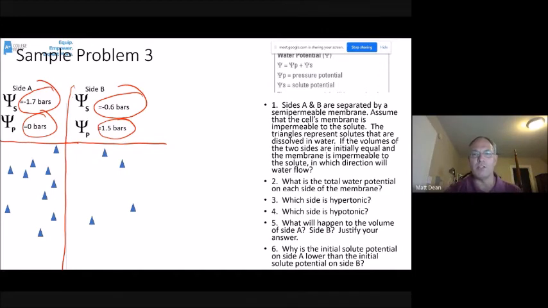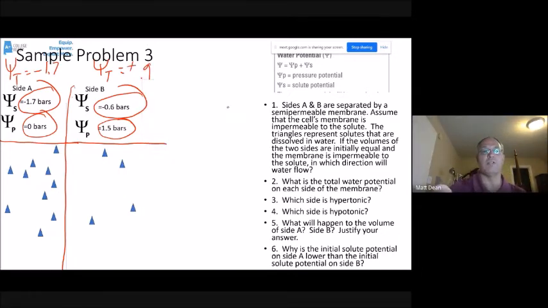In which direction, first of all, will water flow? Remember that water flows from areas of higher water potential to areas of lower water potential. Over here, the total water potential is negative 1.7 plus 0. So that's the total water potential on this side. Over on side B, the total water potential is negative 0.6 plus positive 1.5. That gives us a water potential on this side of positive 0.9.